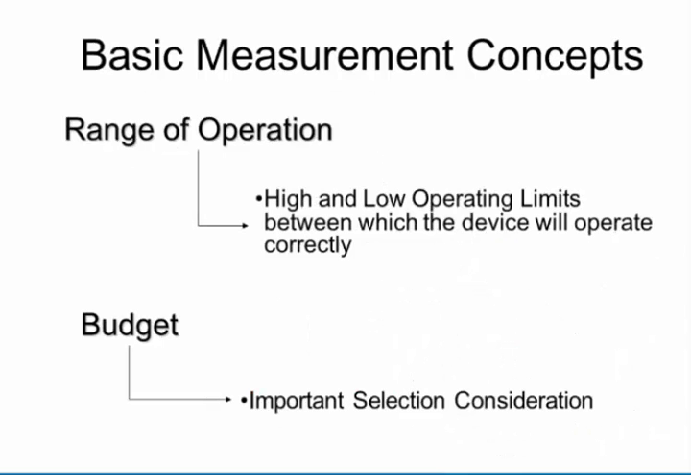There are some other concepts, and one is referred to as the range of operation and the budget. Now, the range of operation is how much the value needs to be, what the spread of the value needs to be, so that the machine or the sensor can accurately portray the value that you're actually trying to get.